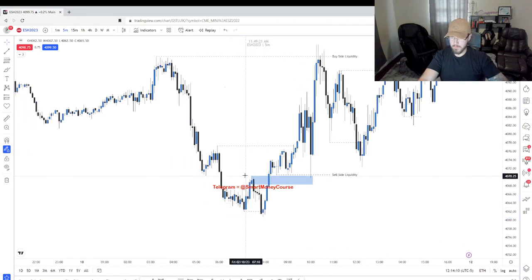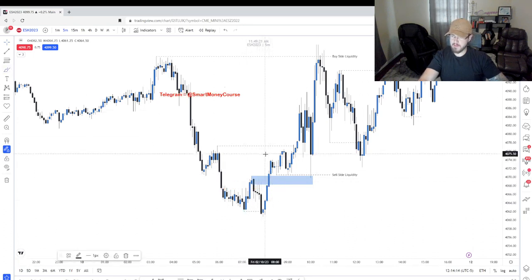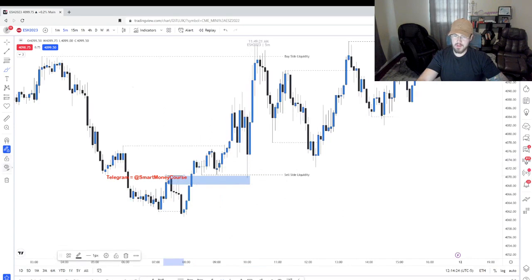Now, again, we didn't know that until this happened. This is a great example of displacement. Full-bodied candles pushing right through a high and also disrespecting. If you just look at it like this, some people might say this is an order block or this is supply, or maybe this whole thing. But again, it's all about context.